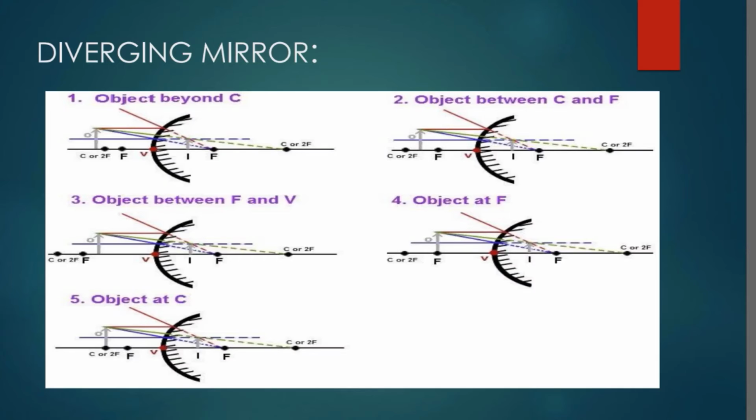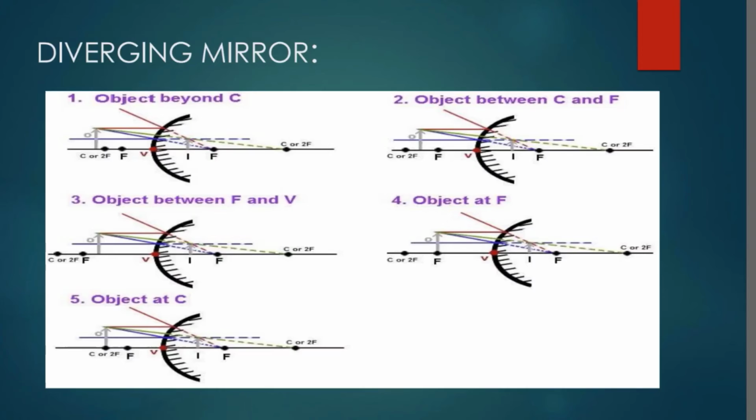A diverging mirror. I hope you know why I mentioned the diverging mirror. First we need to know what a diverging mirror is. It is a convex mirror. Let's see some object and image placements in the convex mirror. First one, object behind C. C is the center of curvature. Let's place an object, whatever it may be, a candle, a tree, whatever you assume, behind C. Behind C means what?